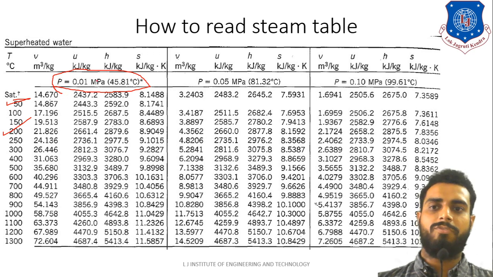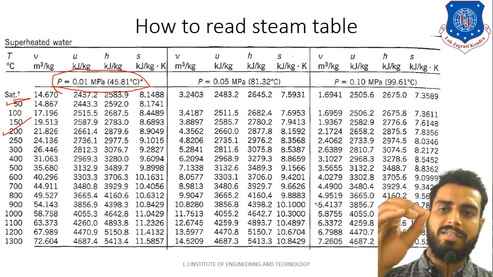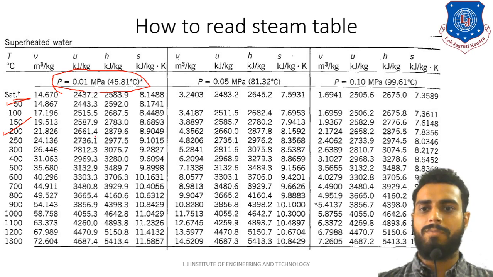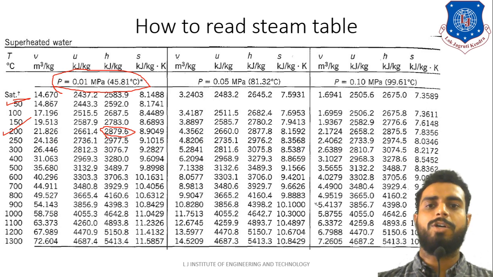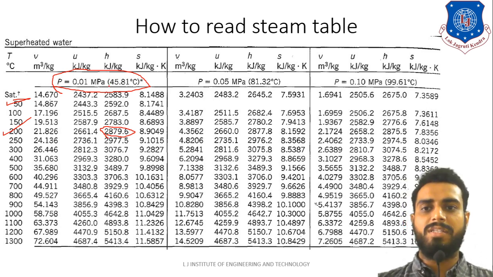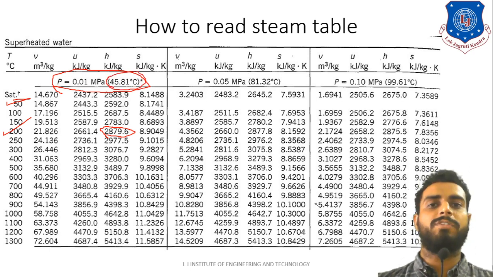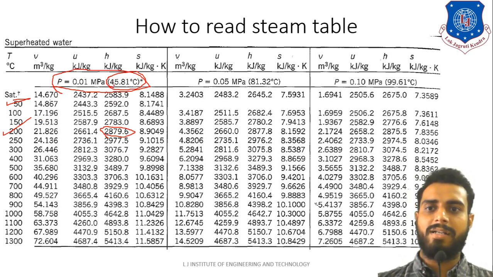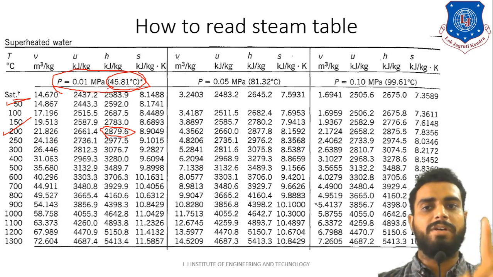Okay, so if you are given 0.01 megapascal and the temperature is 200 degrees Celsius, then identify the enthalpy of the superheated steam. So directly, the enthalpy of the superheated steam will be 2879.6 kilojoule per kg. And remember one thing, the value of the temperature given in the bracket is nothing but the saturation temperature. Okay, so you can appreciate the fact over here that the saturation temperature at 0.01 megapascal is 45.81 degrees Celsius.